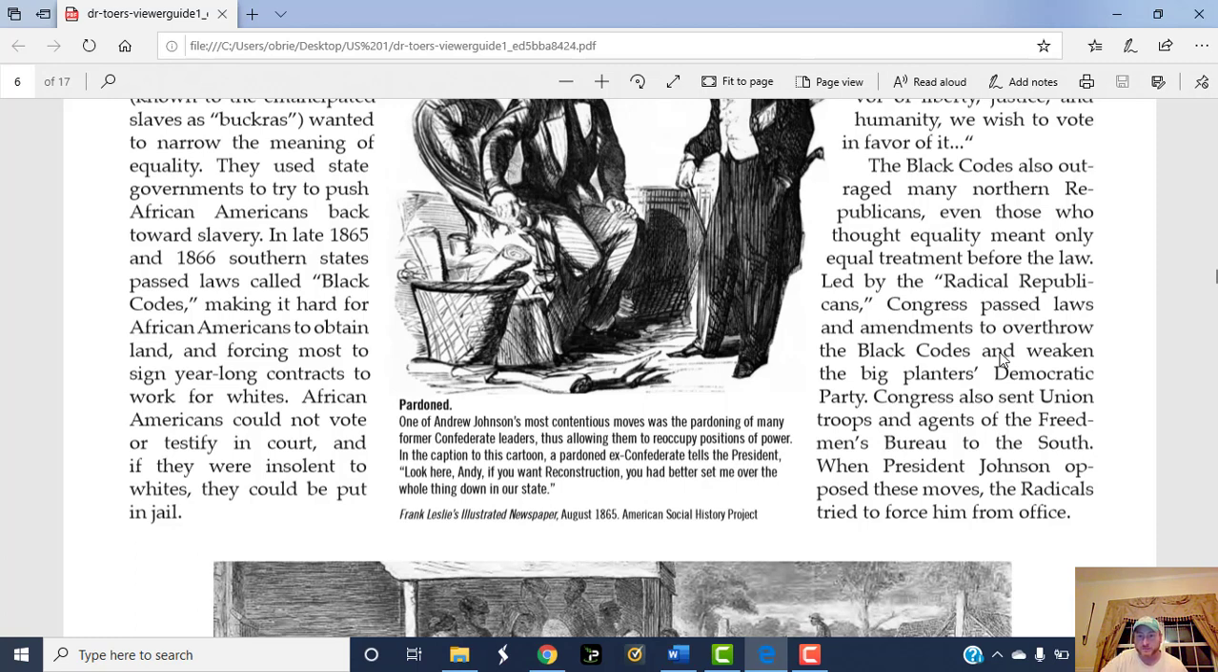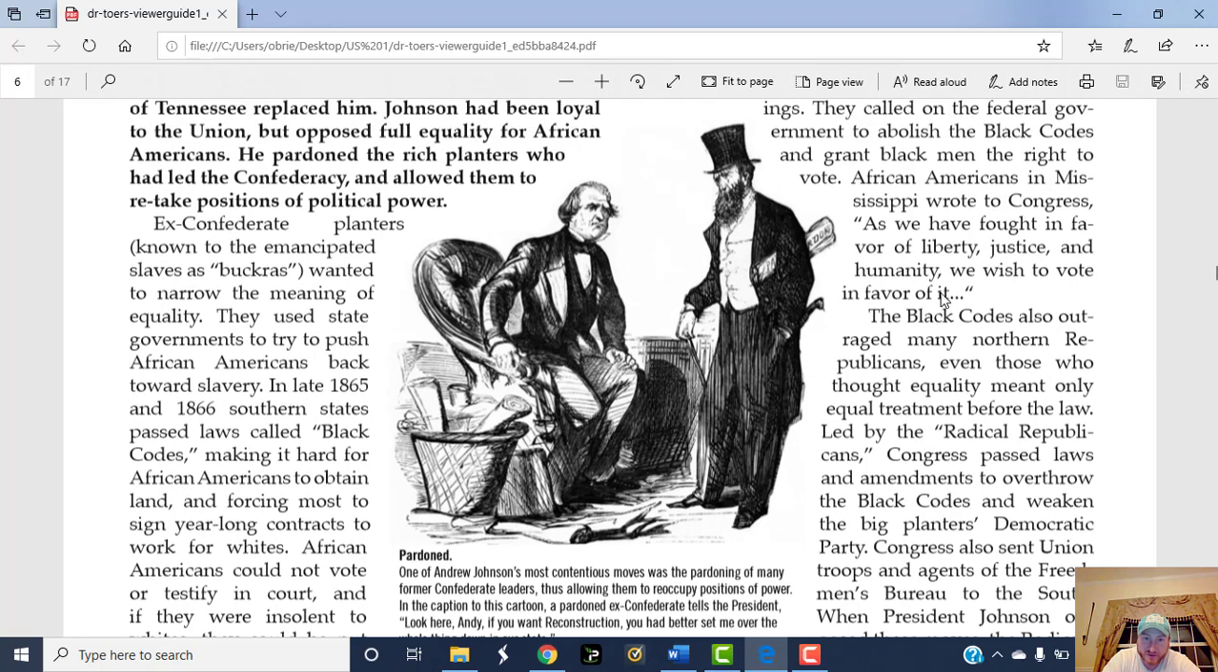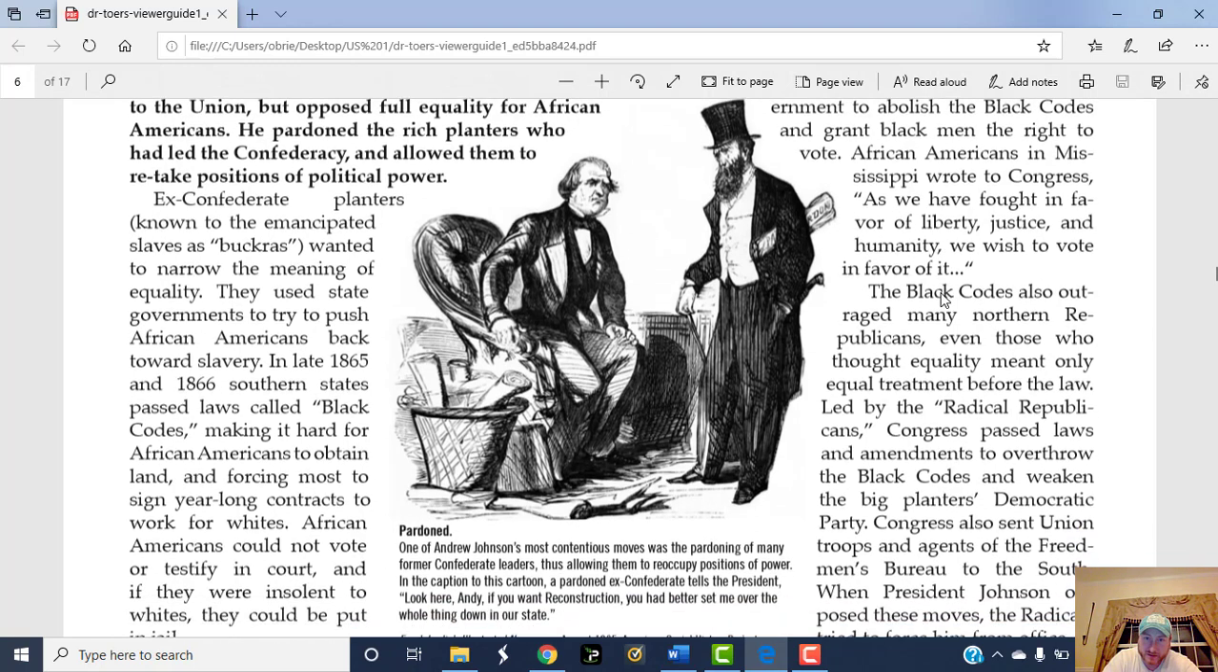When President Johnson opposed these moves, the radicals tried to force him from office. So a couple of things in that image here, you see a rich white Southerner showing up in Johnson's office looking for a pardon, which he got.